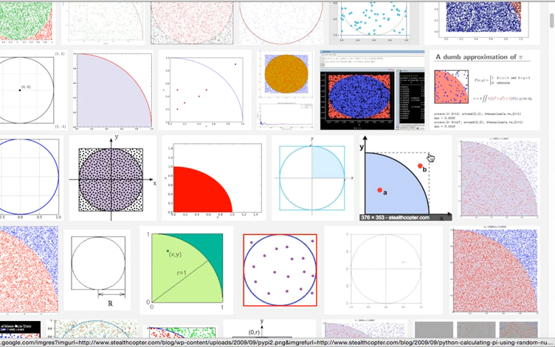Now, if this point is 1, 1, the area of the square is simply 1 because it's a 1 by 1 square. Therefore, the ratio of the area of the circle to the area of the square is just the area of the circle. So what's the area of the circle with radius 1? Well, the entire circle, pi r squared, r is 1, so pi. The area of this circle is pi. So the area of this quadrant of that circle is pi over 4. So we expect pi over 4 of these points, or just over 3/4, to land inside the circle.